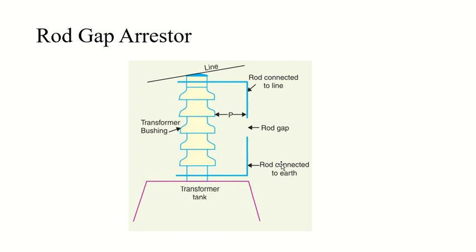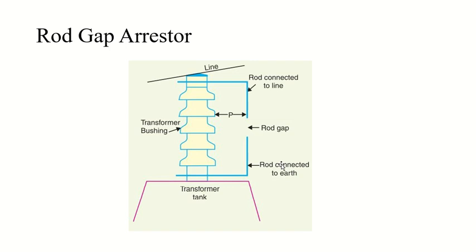So under the normal operating conditions, the gap will remain non-conducting, and on occurrence of high voltage surge on my line, the gap sparks over and the surge current will be conducted to the earth. And in this way, the excess charge on the line due to the surge will harmlessly conduct to the earth.